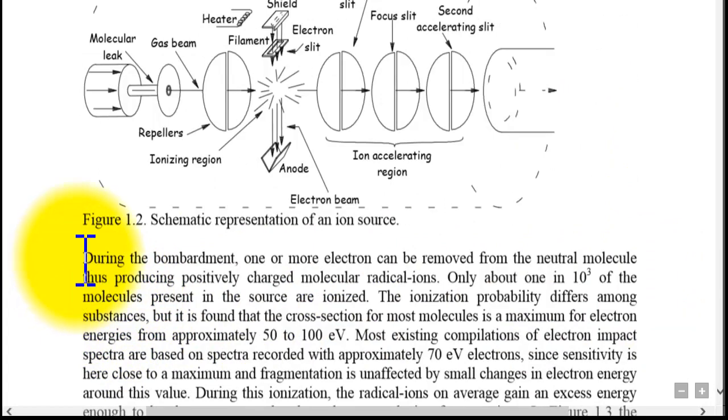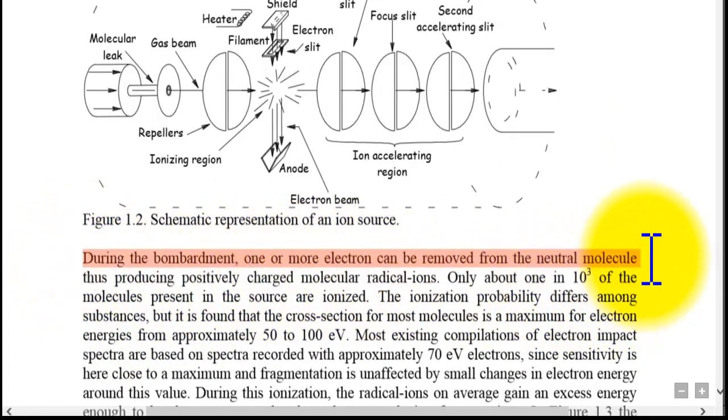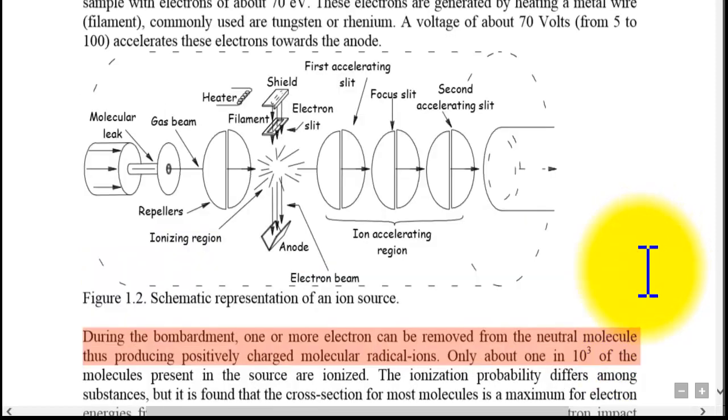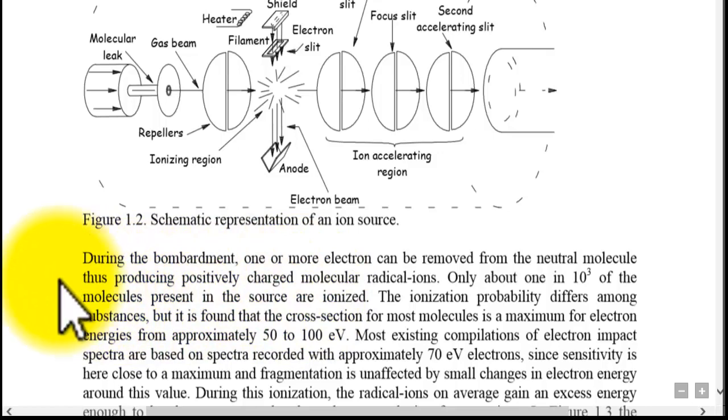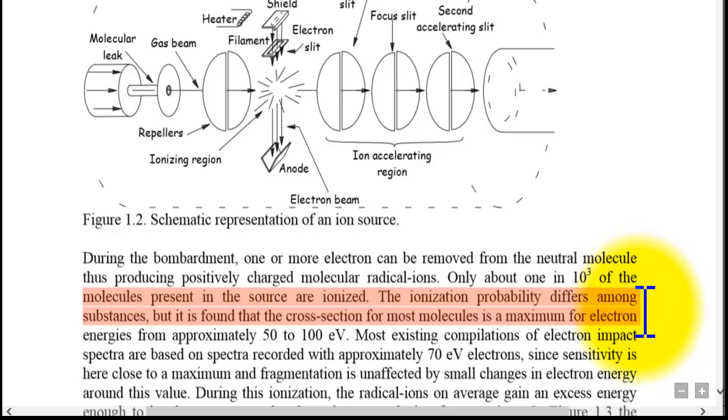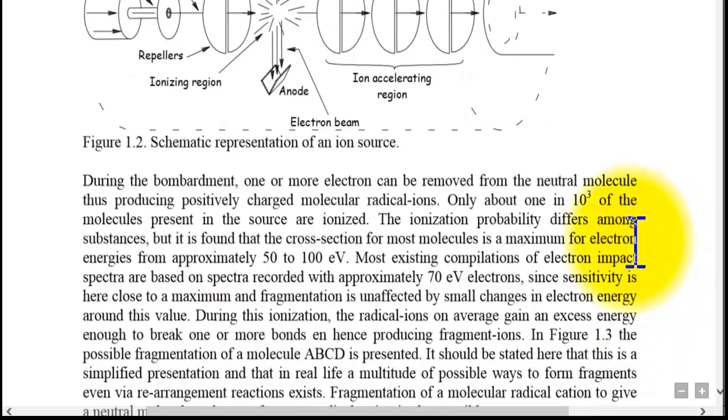After that, during the bombardment, one or more electrons can be removed from the neutral molecule, thus producing a positively charged molecular radical ion. Only about 1 in 10 to the power of 3 of the molecules present in the source are ionized. The ionization probability differs among substances, but it is found that the cross section for most molecules is a maximum for electron energies from approximately 50 to 100 eV. Most existing compilations of electron impact spectra are based on spectra recorded with approximately 70 eV electrons. Since sensitivity is here close to maximum, fragmentation is unaffected by small changes in electron energy around this value.